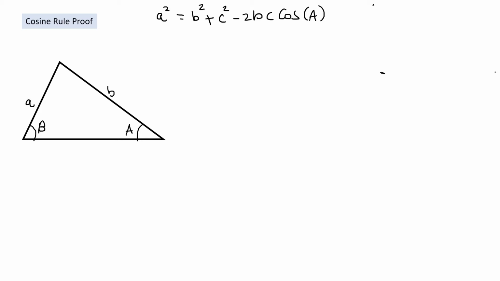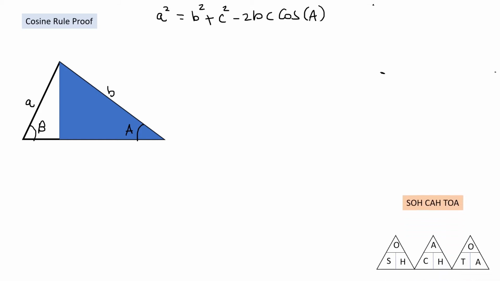In order to prove the cosine rule, we need to split this triangle into two right angle triangles. Here we go. Now we have right angle triangles, so that we can use trigonometric ratios. So SOHCAHTOA: sine is opposite over hypotenuse, cosine is adjacent over hypotenuse. So let me write this down.